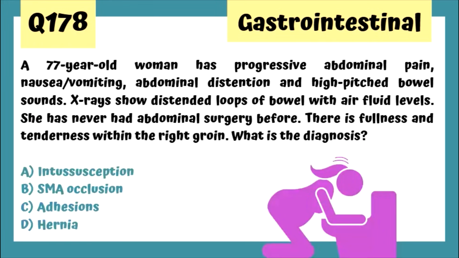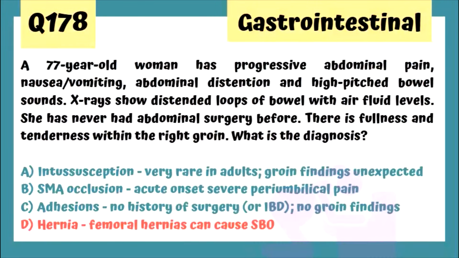178. A 77-year-old woman has progressive abdominal pain, nausea, vomiting, abdominal distension, high-pitched bowel sounds. X-ray shows distended loops of bowel with air fluid levels. She has never had abdominal surgery before, so she's had a small bowel obstruction, but she's never had surgery. There's fullness and tenderness within the right groin. Sounds like a hernia causing an obstruction. What's the diagnosis? Femoral hernia, common in females. Female femoral hernias can cause SBO.